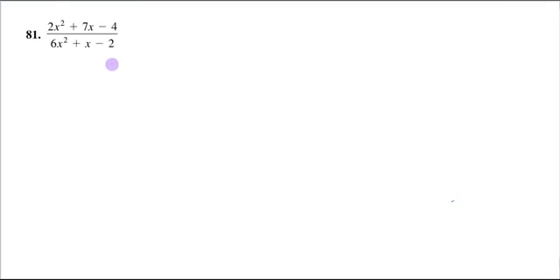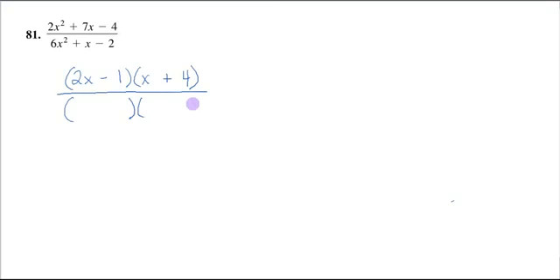Let's try this one. Looks like we're going to have to factor a couple of trinomials, so let's get started. Get a couple of parentheses down. We'll break up the 2x squared as 2x and x. And the 4, I'm going to break up as 1 and 4. I'm going to try a plus here and a minus here to get my negative 4, and let's check the middle term. That's 8x minus 1x, which is 7x. So that's factored for us.